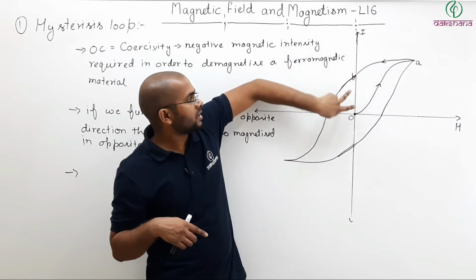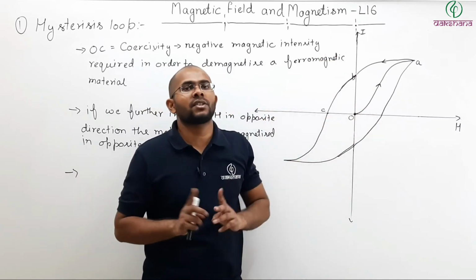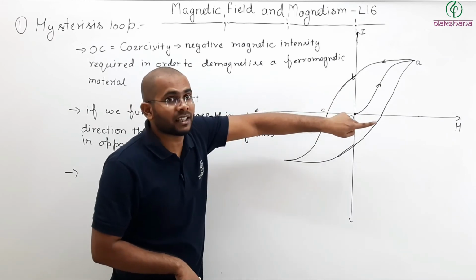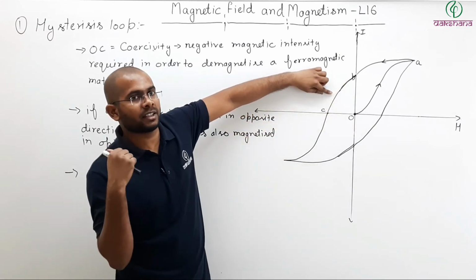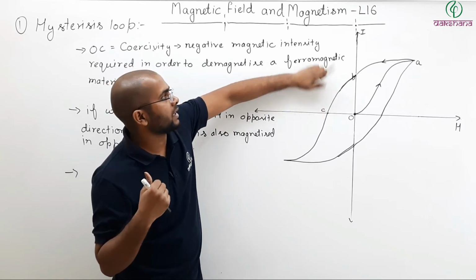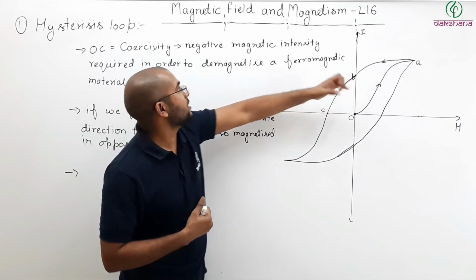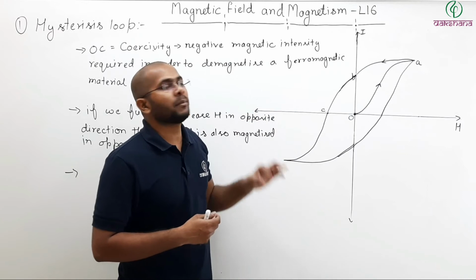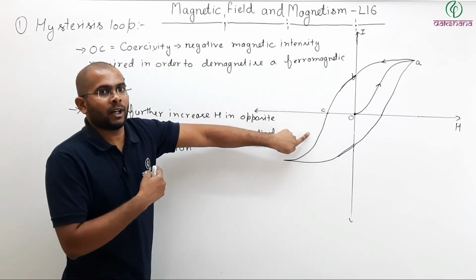This is called retentivity. Even if the external field is zero, magnetization is not zero. If I further reduce magnetic intensity in the opposite direction, the negative or reverse direction, then at a certain point magnetization becomes zero. This is called coercivity. That is the negative magnetic intensity required in order to demagnetize. Now if I further increase in the negative direction, then what happens?